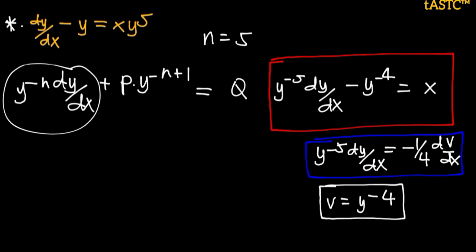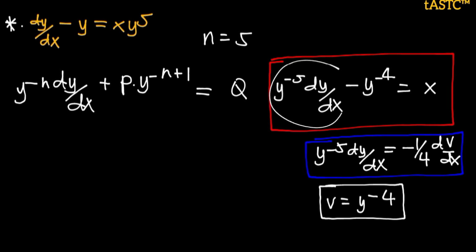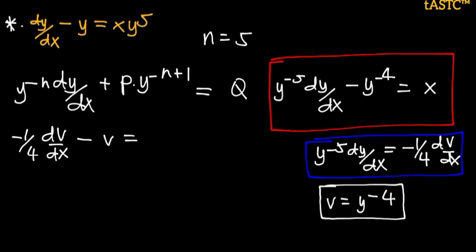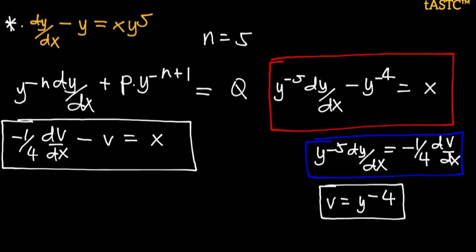The first one, which is this, that is y to the negative 5 dy dx. And in this case, we have it to be negative 1 over 4 dv dx. And then we have minus y to the negative 4. Y to the negative 4, that is the same thing as v. So that is a v, and this is equal to x. Now, this is the new form of the Bernoulli's equation. We need to change it into a linear equation, a first order linear equation.